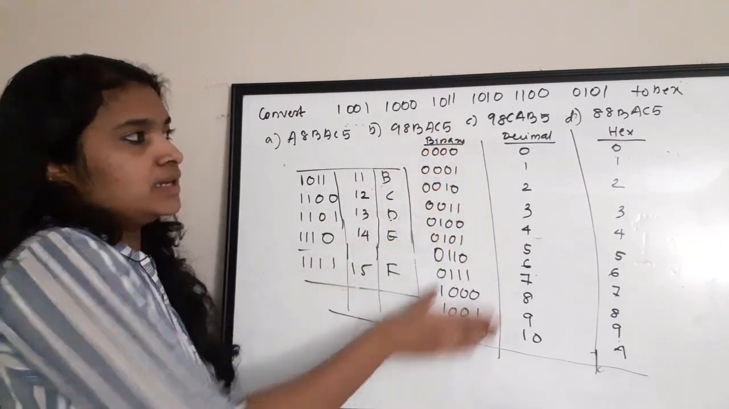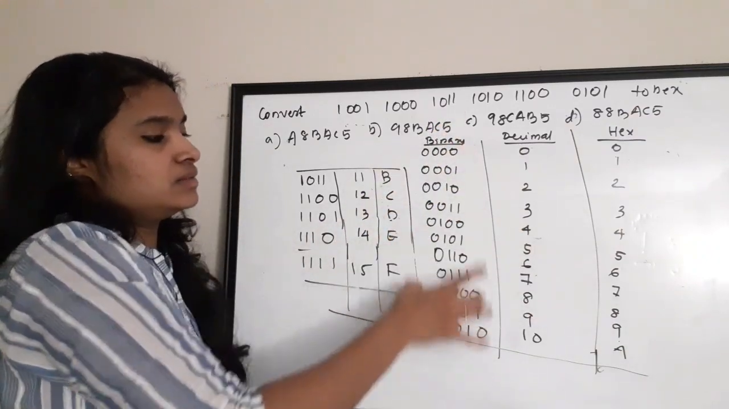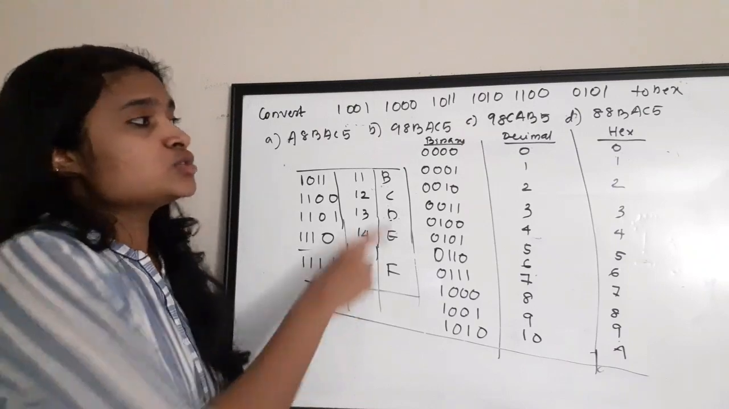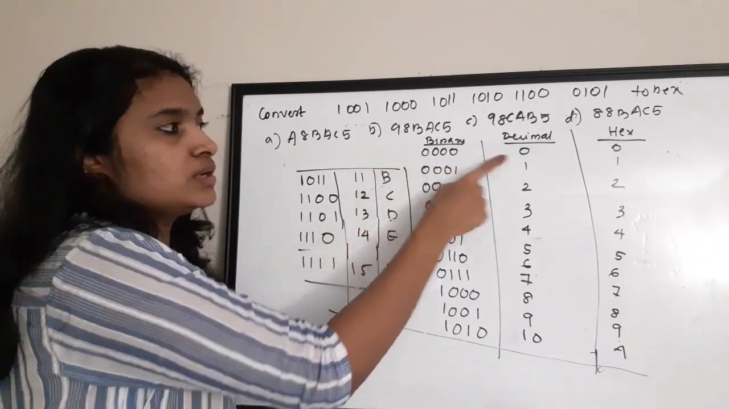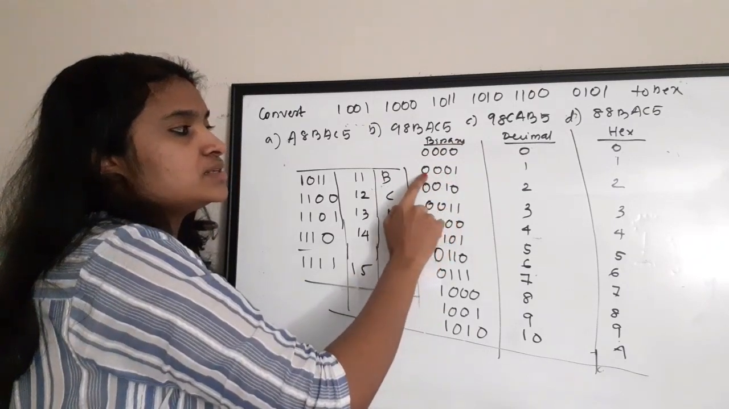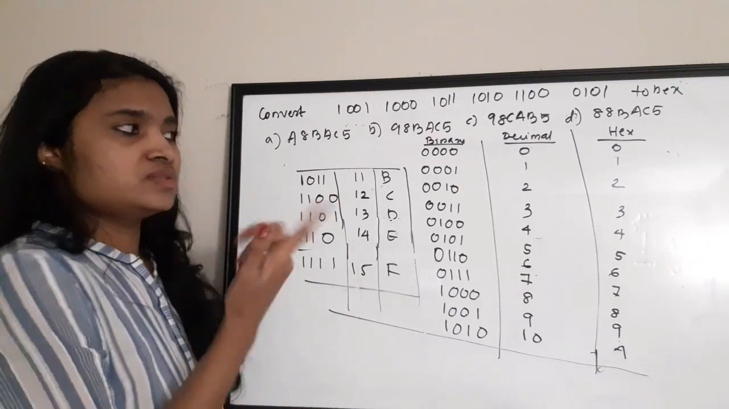So, binary, its corresponding decimal, its corresponding hex value. That is, the hex values corresponding to these binary numbers are here. For 0, it is 0, 0, 0, 0, and the hex value is 0. For 1, it is 0, 0, 0, 1, and the hex value is 1.